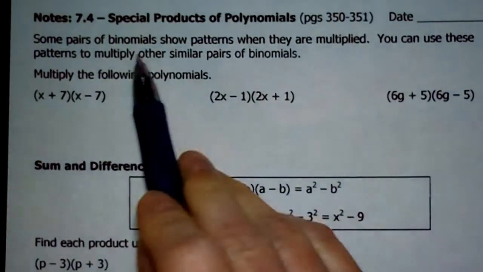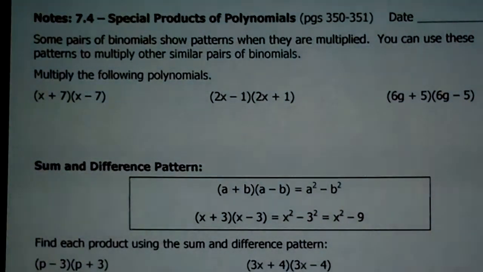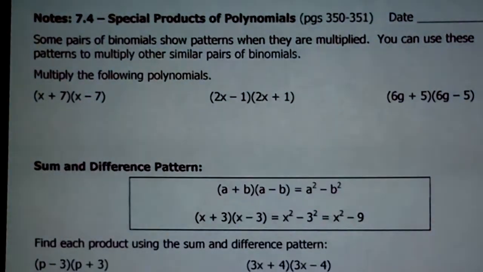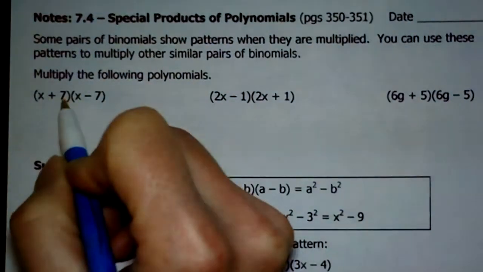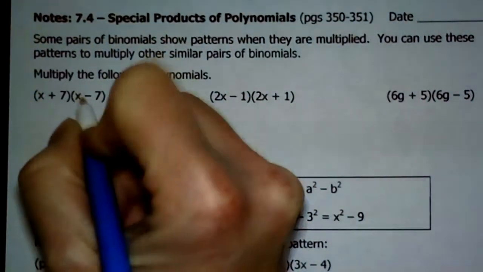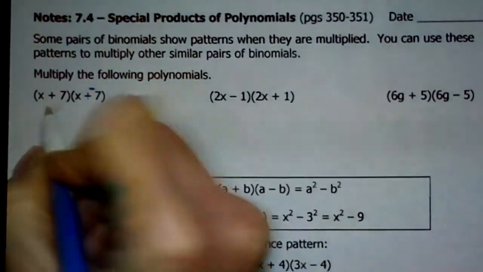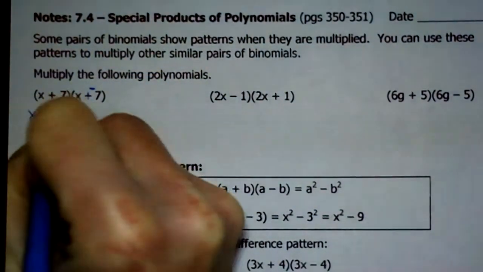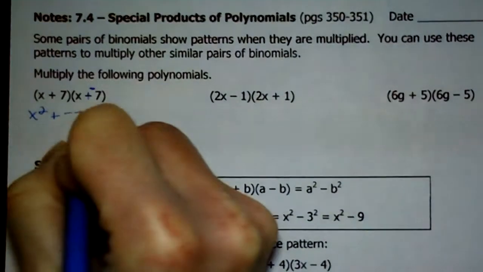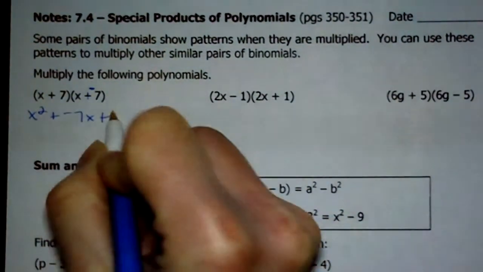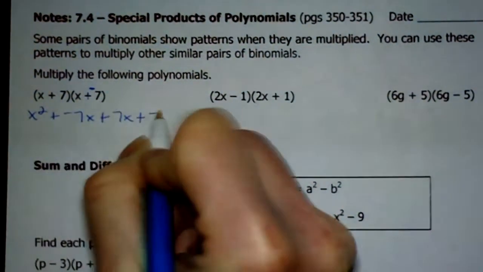So, some pairs of binomials show patterns when they're multiplied. You can use these patterns to multiply other similar pairs of binomials. I give you 3 sets right here to multiply through, and we're going to do these the regular way to look for the pattern, and then we'll talk about what's in that box below. So if you were to go ahead and distribute this, you would multiply the first, so x times x is x squared, and then the outside, we'd get negative 7x, and the inside, and the last.